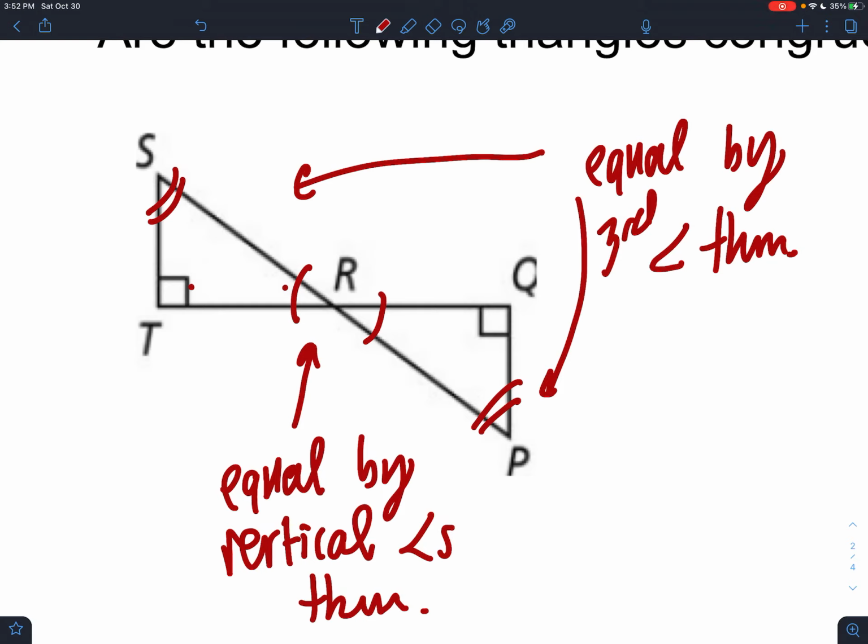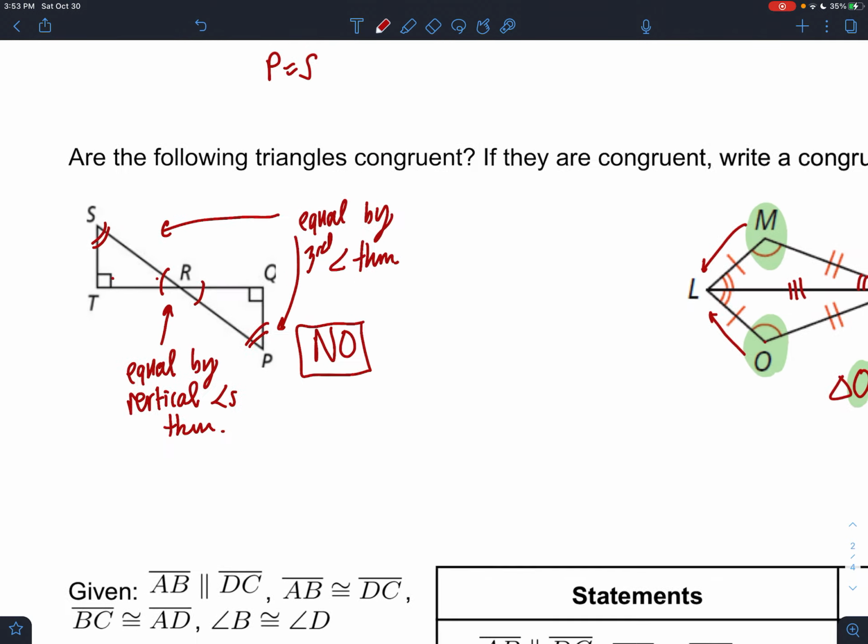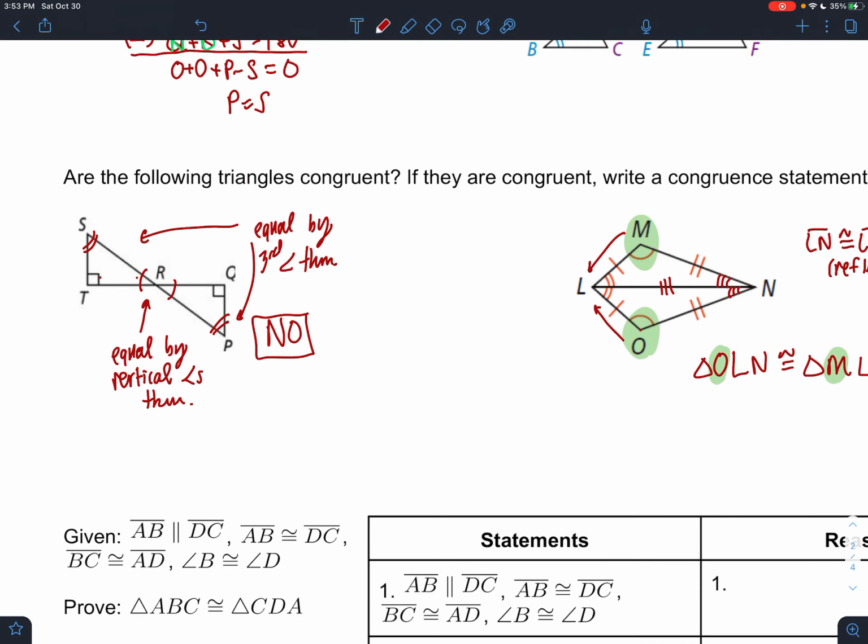Okay. But they didn't give us anything about the sides, right? So couldn't we have a picture that looks like this? Or a picture that looks like this? Like, we're not given anything that nails down this triangle. No information about sides. So the answer here is just no. They're not congruent triangles. They look like it, but there's no restrictions on the sides, and they could really be anything. The angles match up, though. We call those similar.